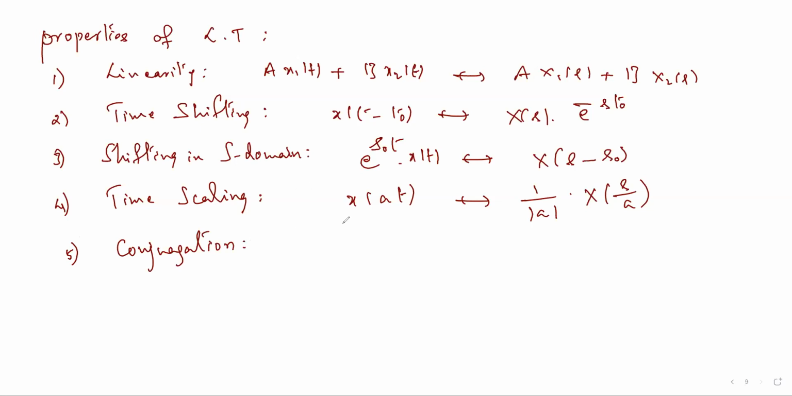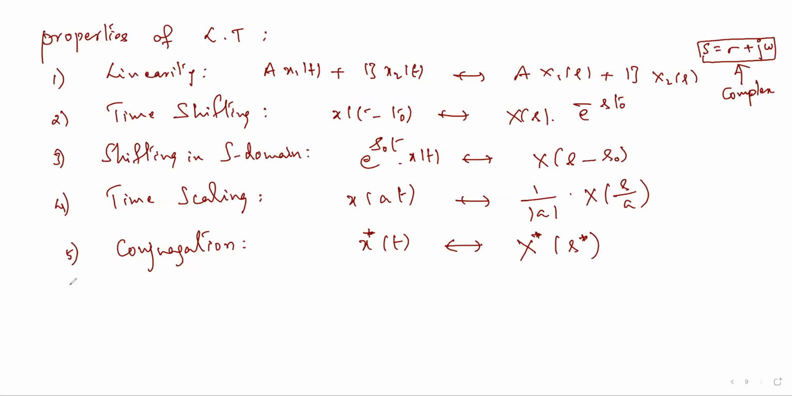It says that if x of t is a complex signal, then x complex conjugate of t, Laplace transform is X complex conjugate of s complex conjugate. We know that s is a complex variable. Fine.